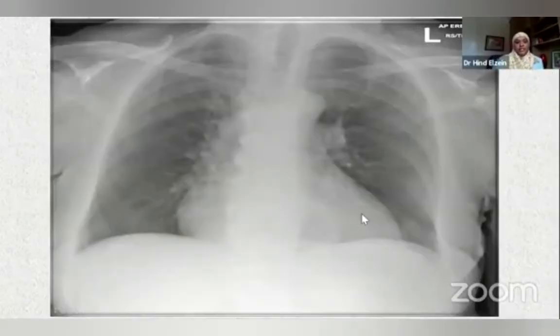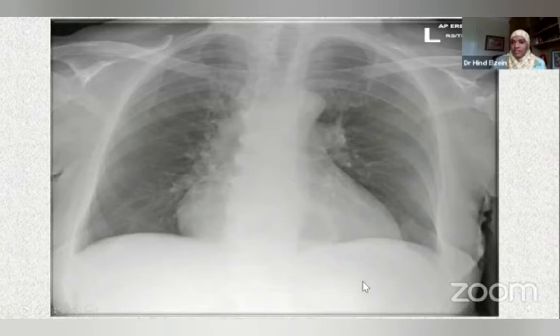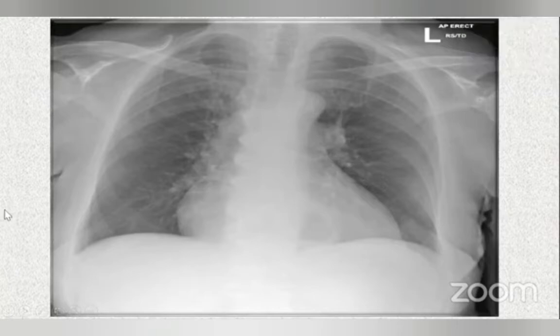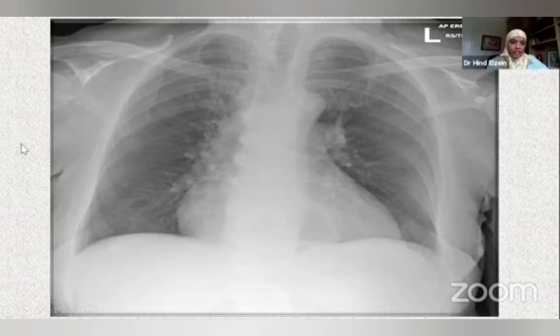Okay, so this is the chest X-ray. Would anyone like to comment on this chest X-ray from the panel? Dr. Badri, Dr. Safa, or Dr. Ahmad? Right, the chest X-ray shows the heart is enlarged. We don't know whether this is an AP or portable X-ray. Yeah, this is an AP view. Actually, this is a portable AP view.